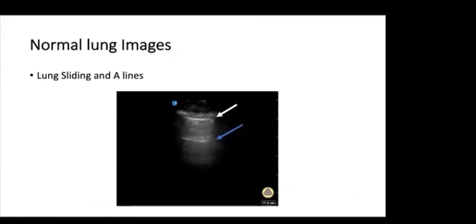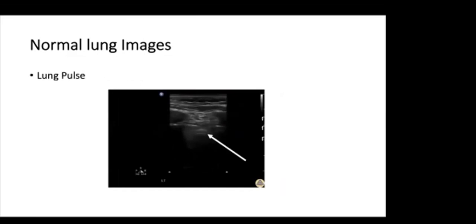Here we can see a video showing lung slide, represented by the white arrow, and an A line, represented by the blue arrow. The next video shows the lung pulse, another sign of normality. It represents the reflection of heartbeats on the pleura in a rhythm movement.